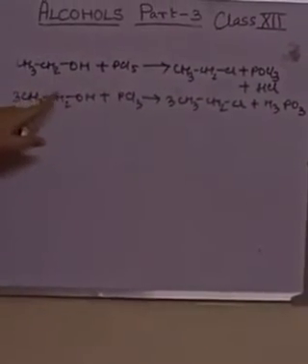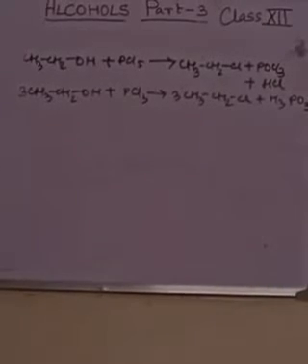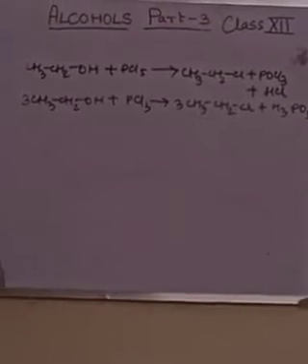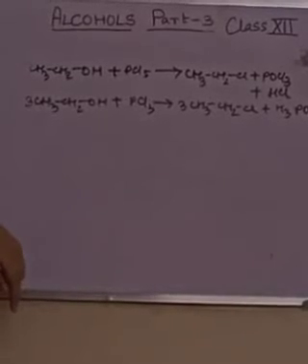PBr3 also reacts with alcohols. PI3 also reacts with alcohols, but PBr3 and PI3 are generally prepared in situ in the course of reaction by using red phosphorus and Br2 or I2 respectively.